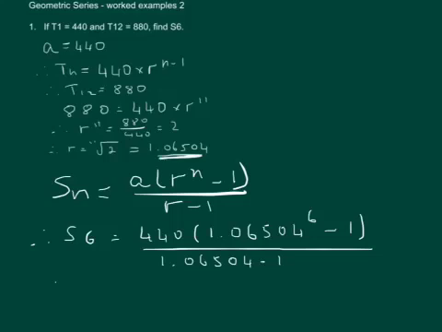Alright, and with your calculator you are going to discover that the sum of the first 6 terms is equal to 3,108.4 to 1 decimal place. And that's the end of that problem.